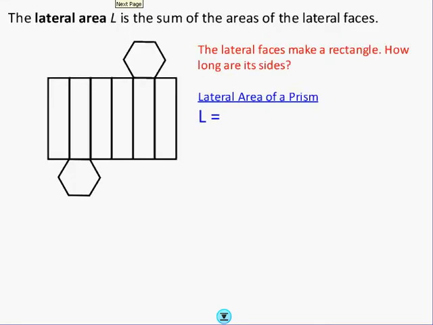Okay, we speak of the lateral area of a prism. We're talking about the sides. Lateral means sides. And so I've cut apart this hexagonal prism. The lateral area is going to be the area of the sides. It's not difficult to see that this is the height of the prism. And this side right here, well, it's the 6 sides of the hexagon. It's the perimeter of the base. So the lateral area is just perimeter times height. Quite simple.